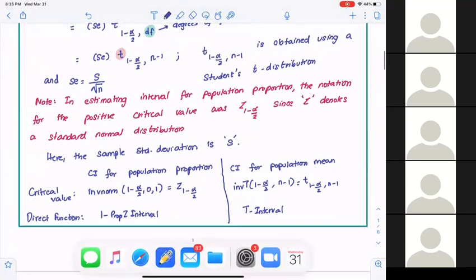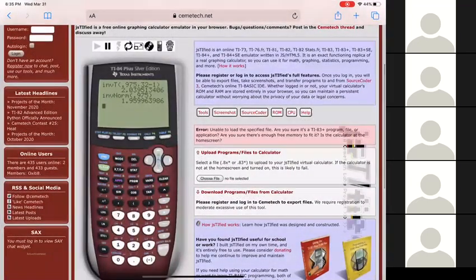The t interval function can be found in the same location. Stat, over to tests. I believe it's option number 8. It is option number 8. If you select option number 8, we can specify the data, the confidence level, and we can calculate the t interval.